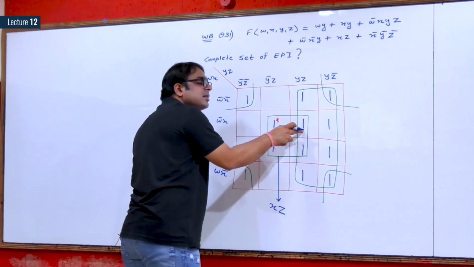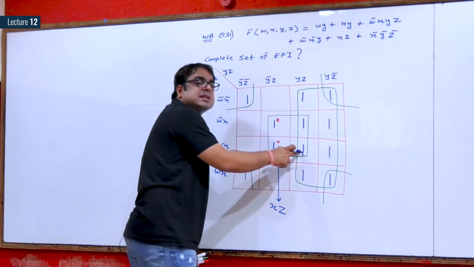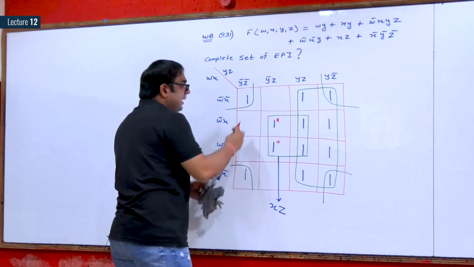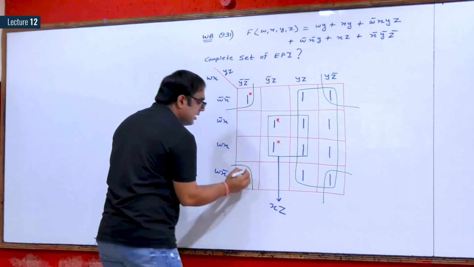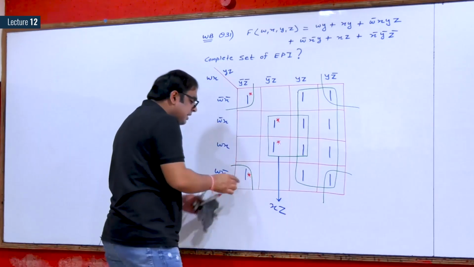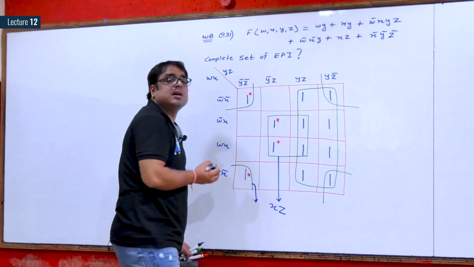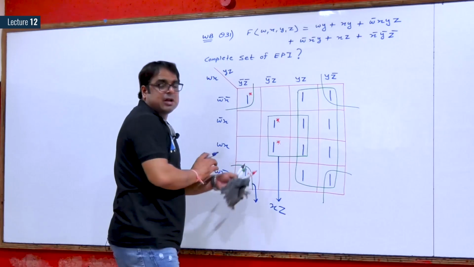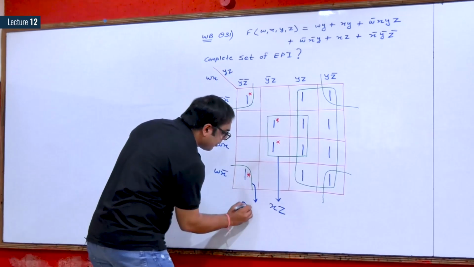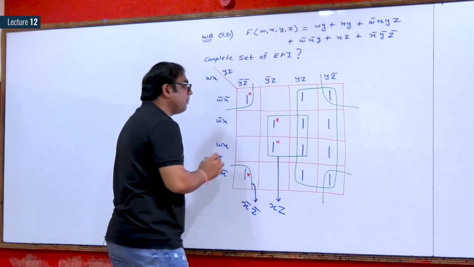This minterm has two options, we can see in the K-map. Now, this minterm has only one option. This minterm also has only one option. So because of these two minterms, the corner quad is an essential prime implicant. The term is X complement Z complement.